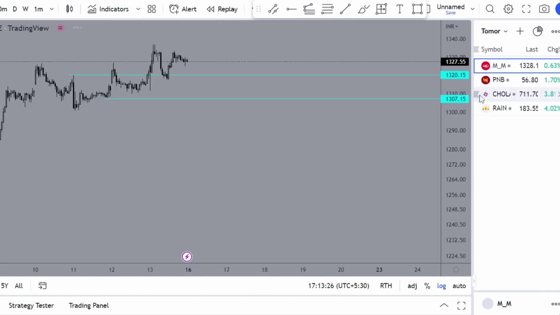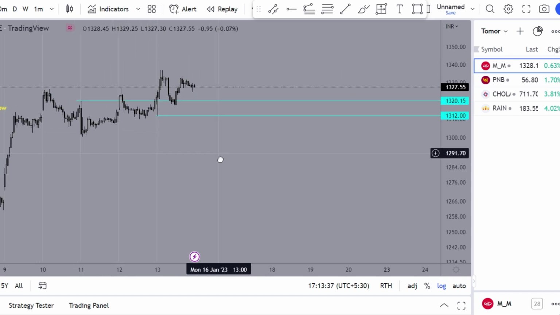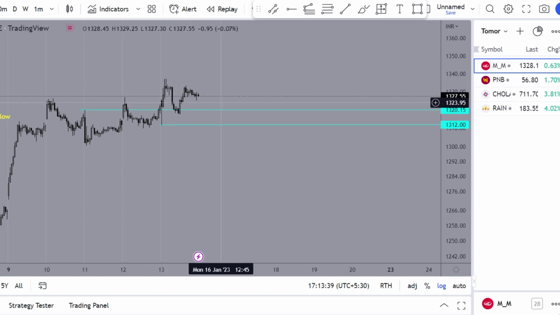Let's cover the stocks as well. M&M, as already discussed, we already got an entry around here. If you have taken a position, you should move your stop loss for the position here and let it do its action here.